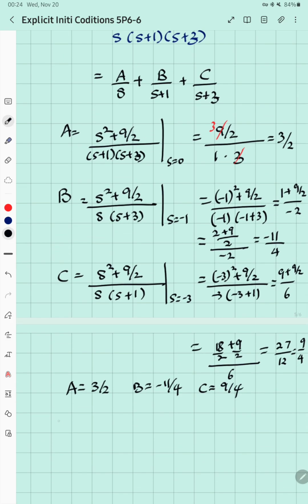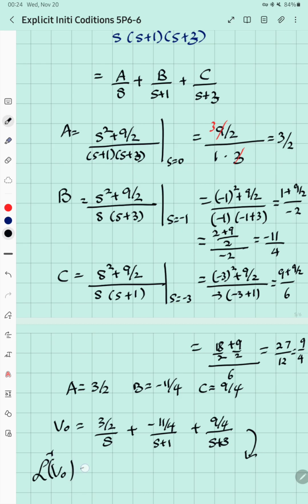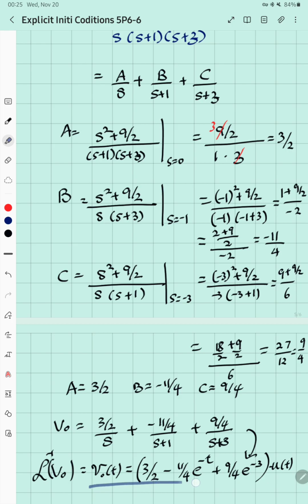You're plugging into that original equation. V naught is 3 over 2 s plus, now it's minus 11 over 4 times 1 over s plus 1 plus 9 over 4 times 1 over s plus 3. So when you convert that, inverse Laplace of V naught is V naught of t, or just v of t, is 3 over 2 minus 11 over 4 e to the minus t plus 9 fourths e to the minus 3t, the whole thing u of t. And that is your final answer.